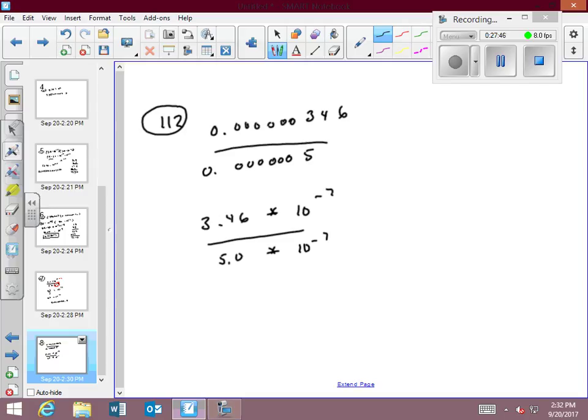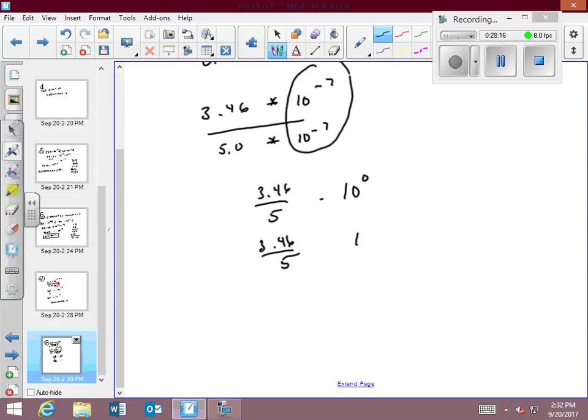Now notice that these two, when you take that minus 7 in the denominator up, it's just 10 to the 0th power. 10 to the 0th is what? So that's just going to be 1. And you're going to have 3.46 over 5. So it's just going to be dividing that 3.46 by 5. And you just go 5 into 3.46. It's going to be 0.69.